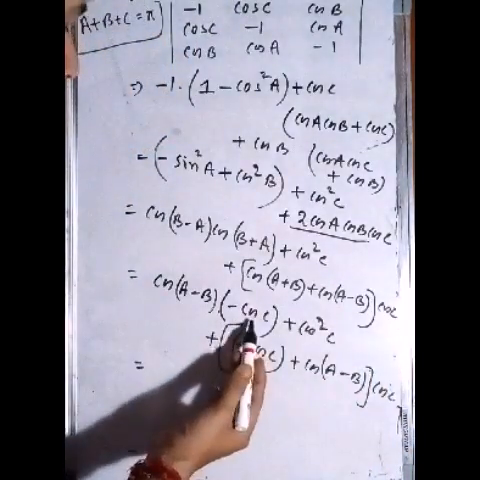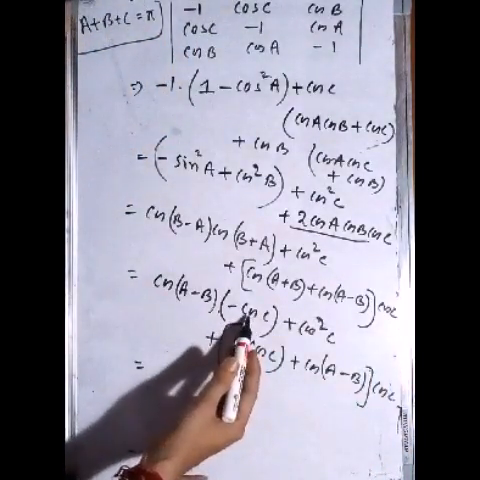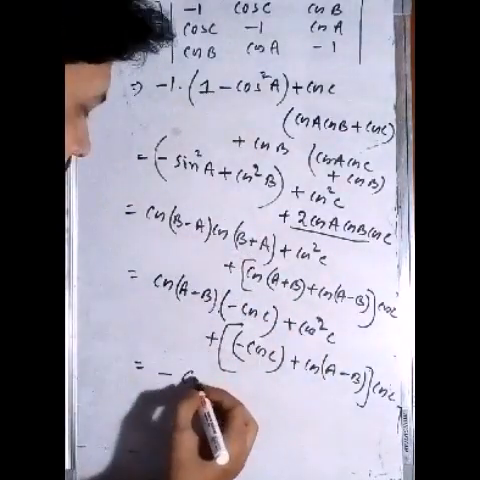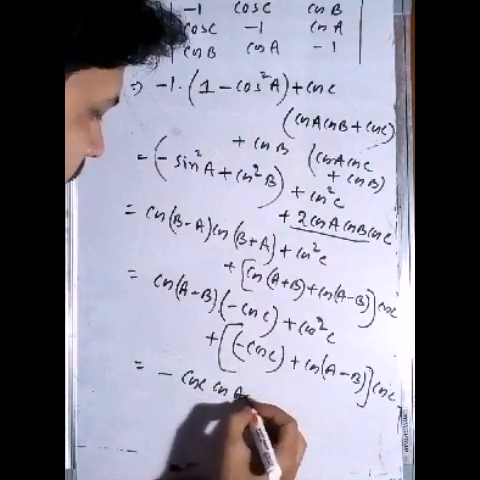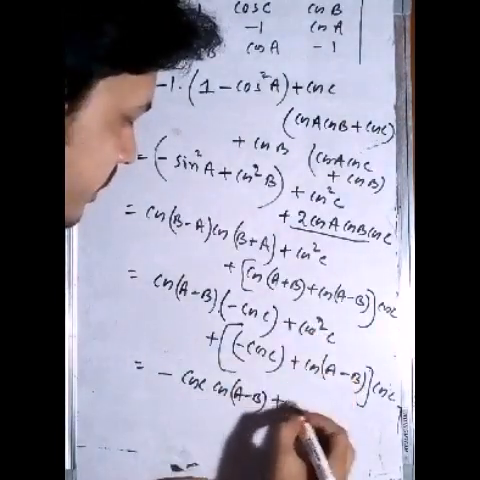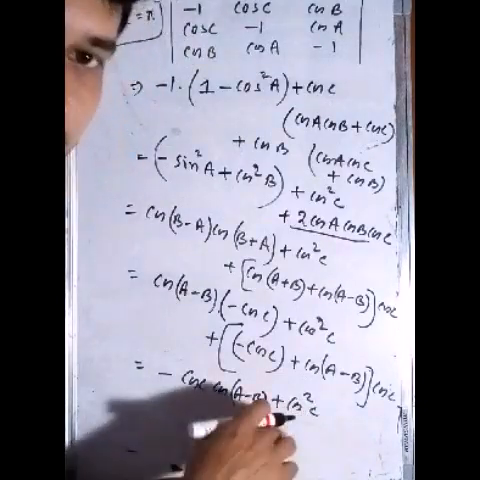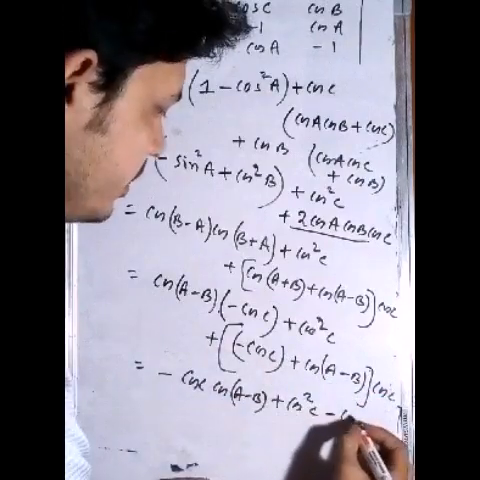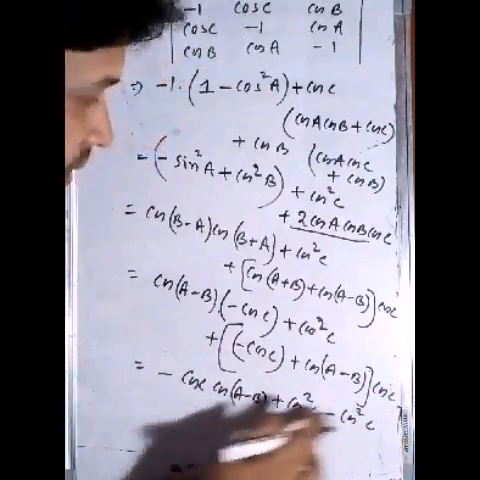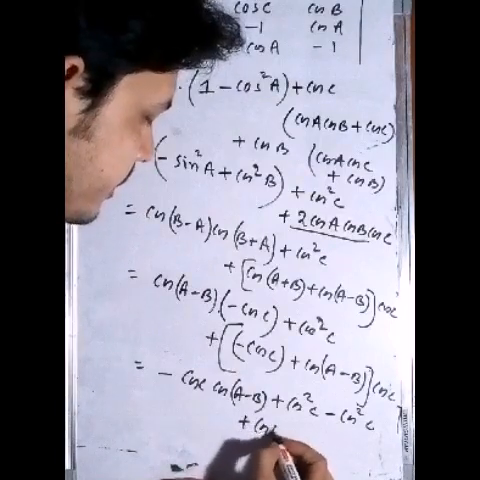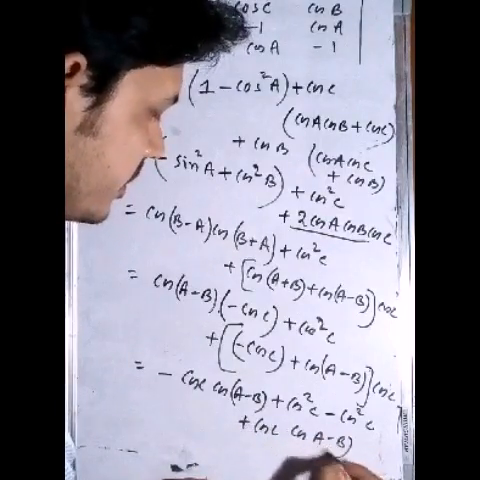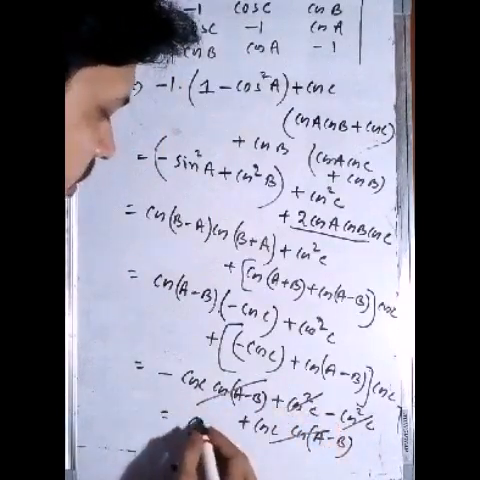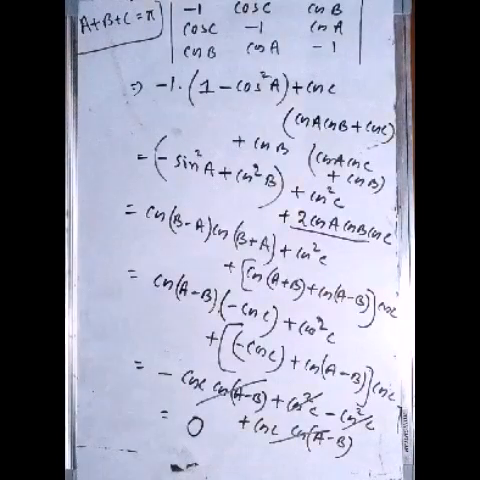So this is equal to, now this is minus cos c, cos(a minus b). Then we have plus cos square c. I think it is visible. Plus cos square c. Then plus cos c into minus cos c, so it is minus cos square c. And then it is plus cos c into cos(a minus b). So these two terms get cancelled out. Minus cos square c, these two cancel out. So the value of the determinant becomes 0.